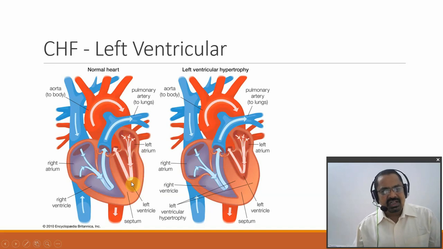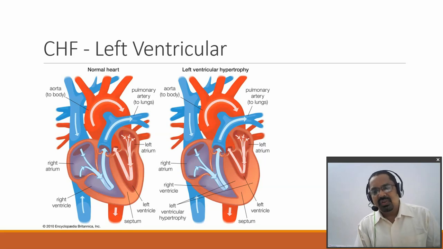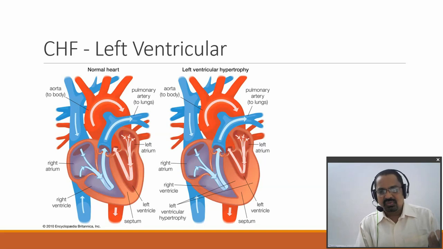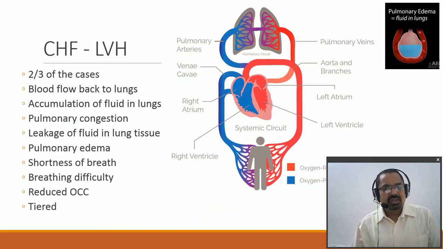Remember well that when there is a left ventricular failure, the amount of blood going to the systemic circulation is affected. If the blood is not going to the systemic circulation, then where will it go? Ultimately it will be pushed back to the lungs. So what will happen? We have already seen that in almost two-thirds of cases there is a left ventricular failure, and due to that the blood cannot go to the systemic circulation.